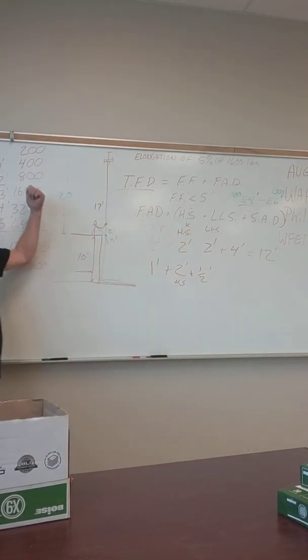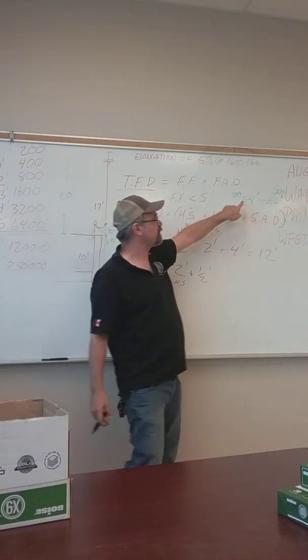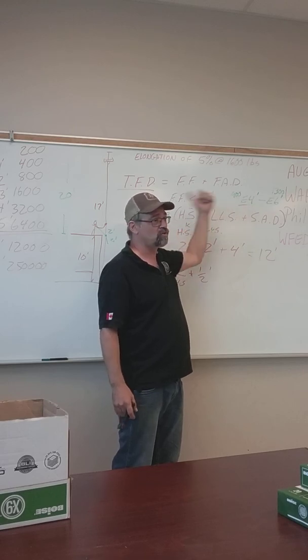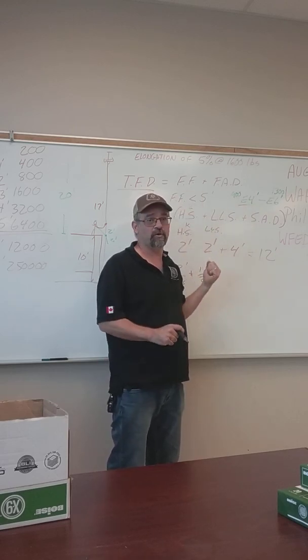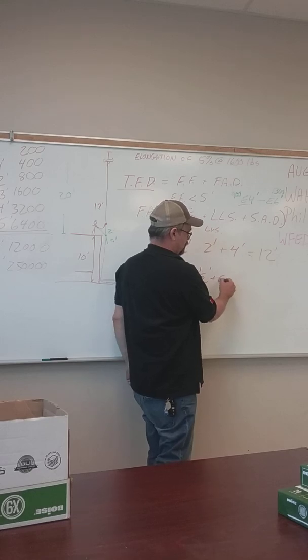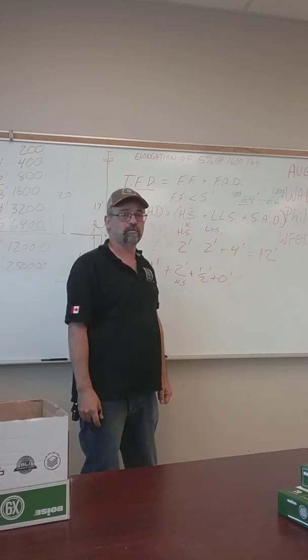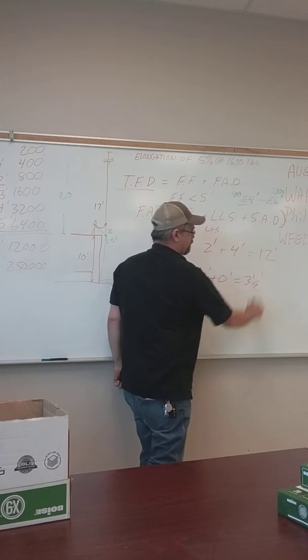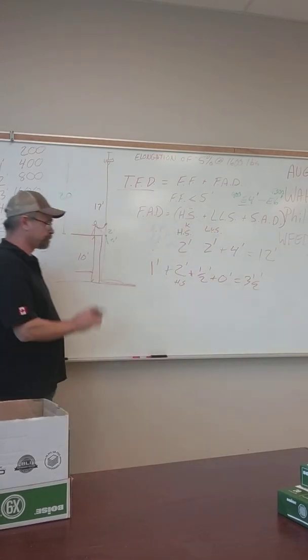Now, at a free fall of 1 foot and I weigh 400 pounds, on my E4 lanyard, it takes 900 pounds to operate the shock absorber. So at 400 pounds, it is not going to deploy. I do not add anything for shock absorber deployment. So, I now have 3 1/2 feet of total fall distance.